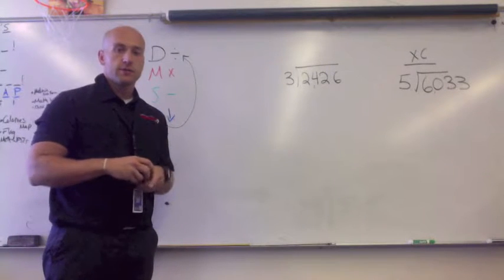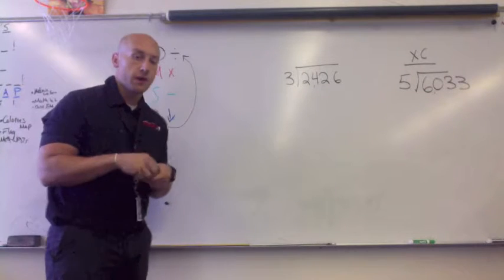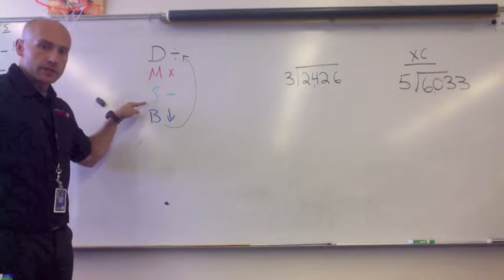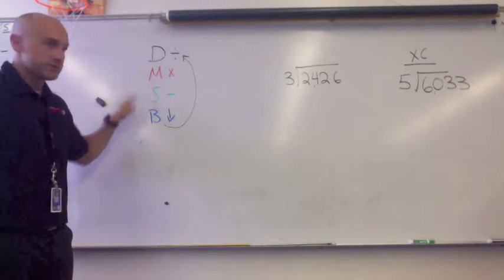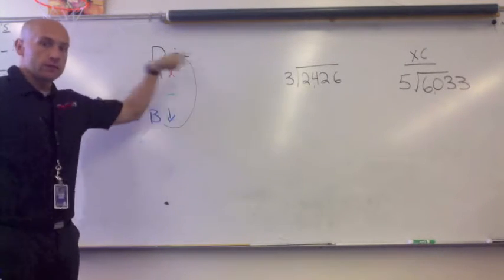Hey guys, this is lesson 2.1 where we are doing long division. So when we do long division, we just follow the 4 steps: divide, multiply, subtract, and bring down. So, dead monkey smelled bad, or dad, mom, sister, brother. And then when you're done, you have to go start all over again.